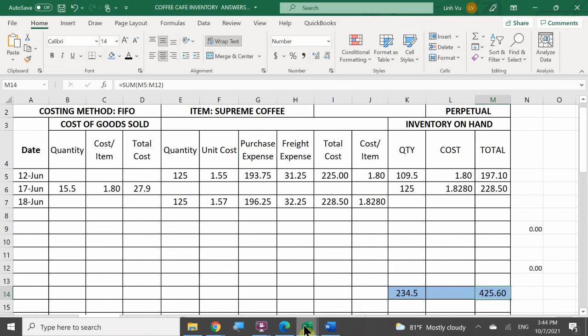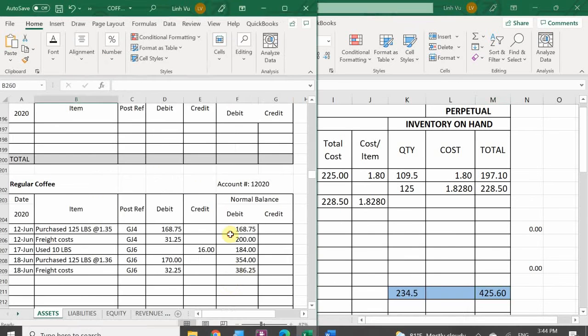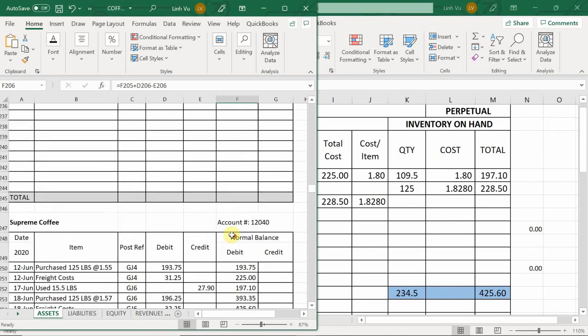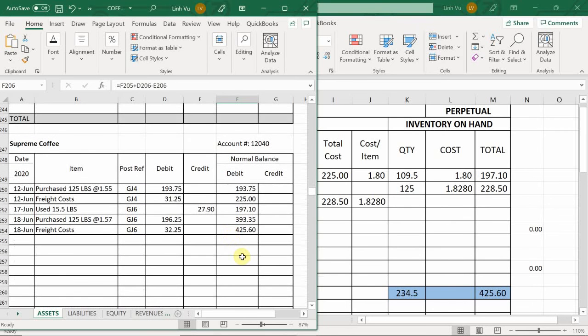All right, so let's double confirm that with my ledger account. Is that correct? I should have a total of $425.60 worth of inventory, and yes, I do. So therefore I match my inventory worksheet.